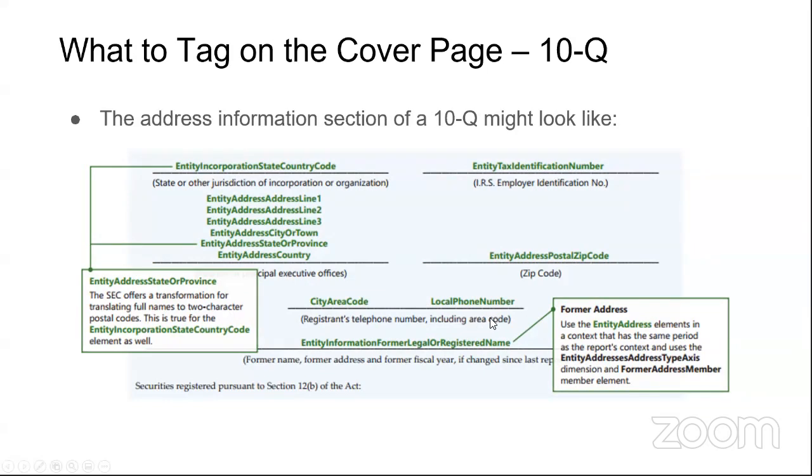Below that, the address section would have your address elements. Each needs to be tagged individually using the inline elements that are in the Edgar Filer manual in the appropriate section. You have above that your incorporation state country code, your tax identification number, your city area code, your local phone number, and any registered former names. And these are all required to be in here. The exact way you're going to tag this is going to differ depending on your software vendor. So again, please check with your software vendor well in advance of the filing deadline, so you're aware of how you can use your tools to actually comply with these rules.